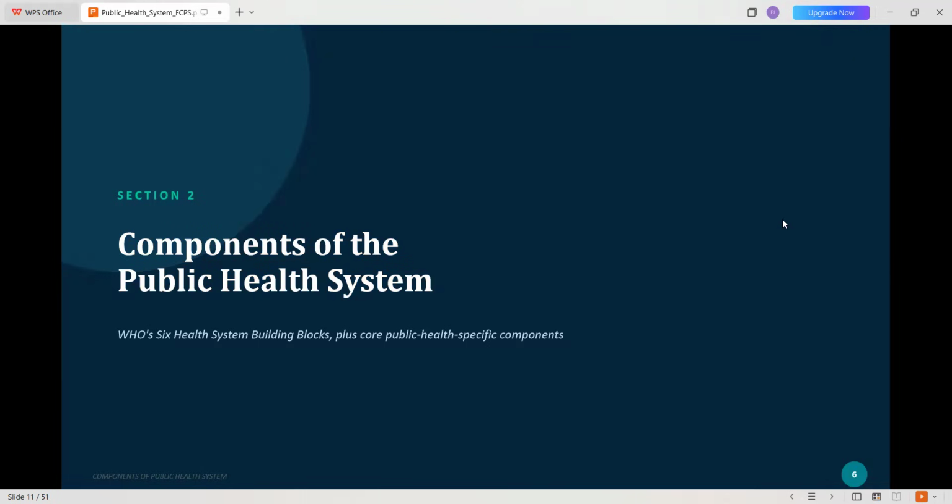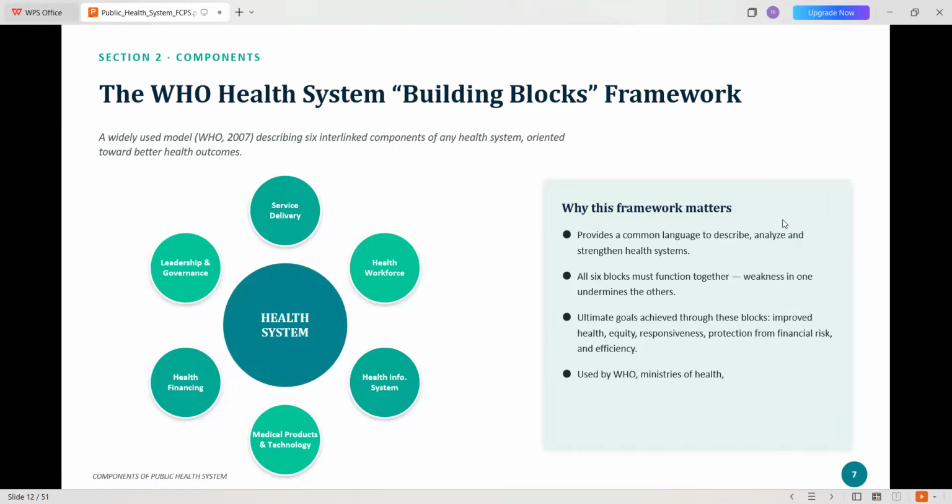So next are the components of the public health system. The WHO health system building blocks framework, a widely used model, WHO 2007, describes the six interlinked components of any health system oriented toward better health outcomes. So it includes service delivery, health workforce, health information system, medical products and technology, health financing, leadership and governance.